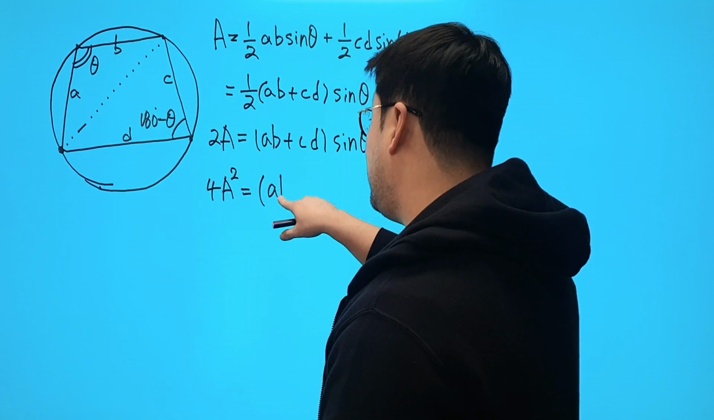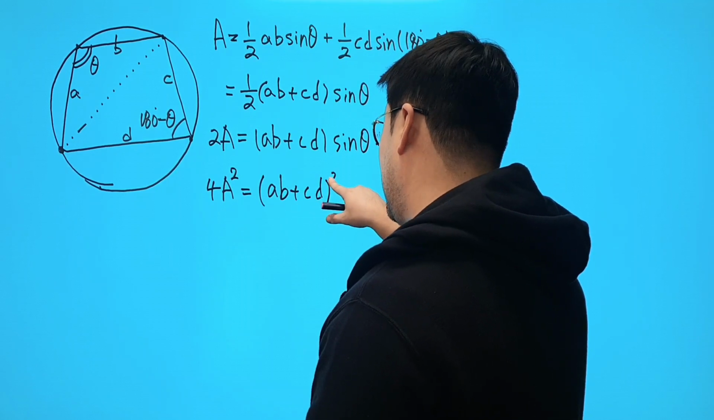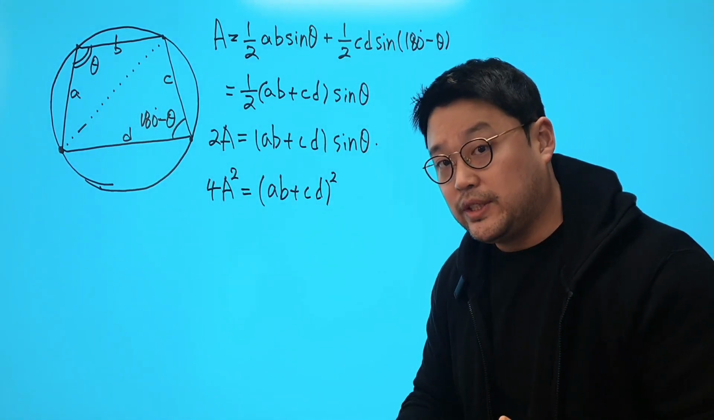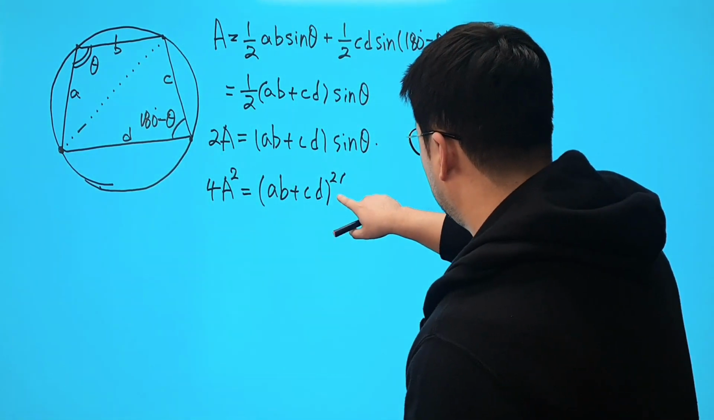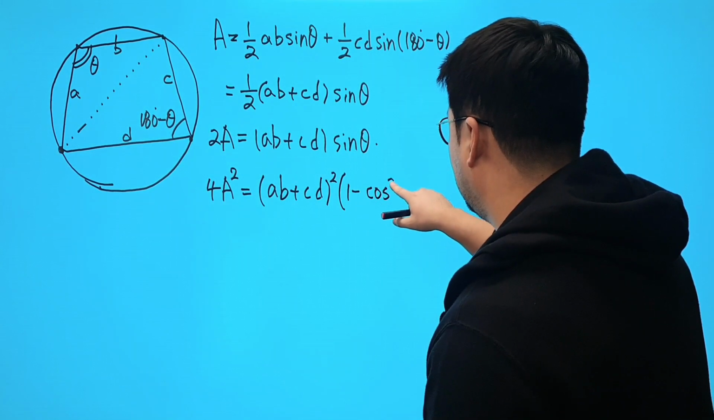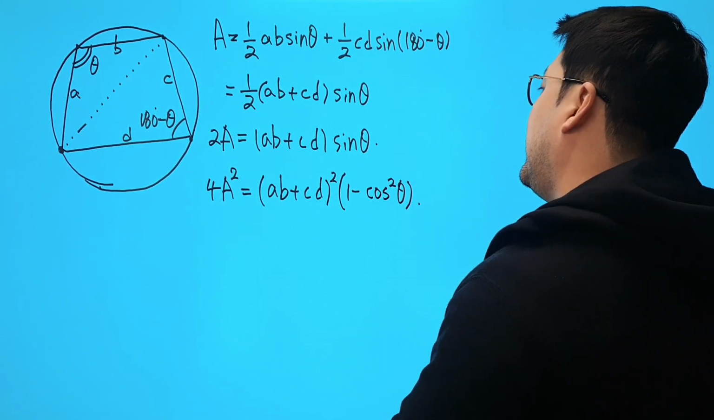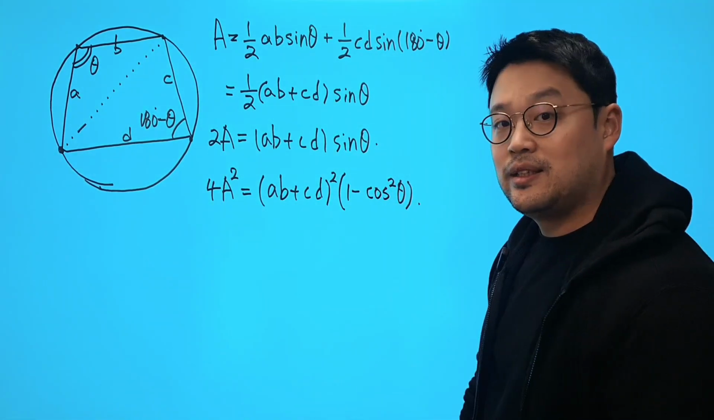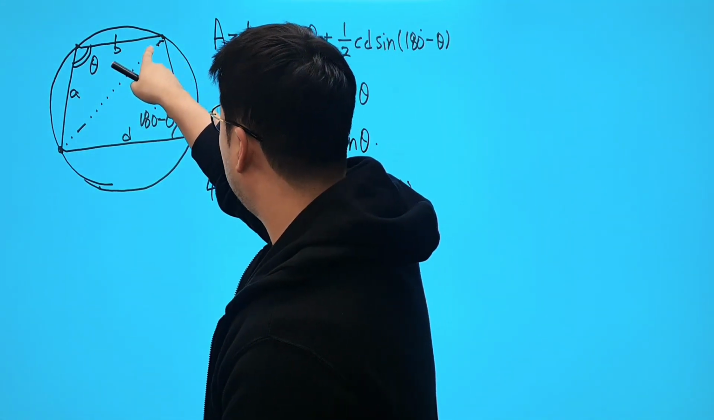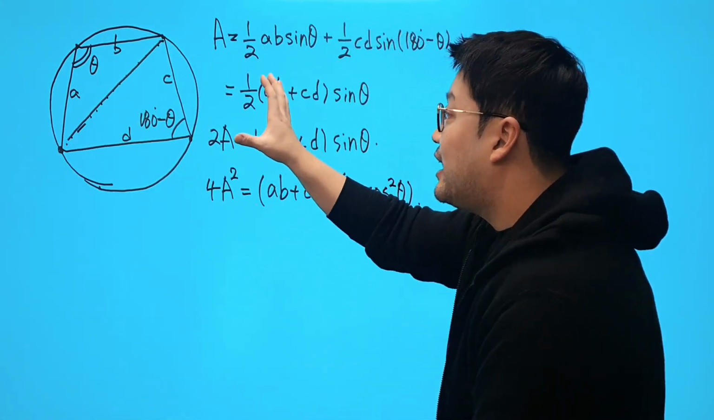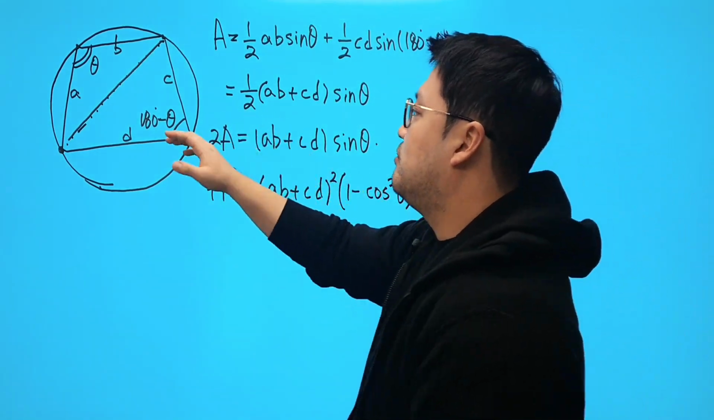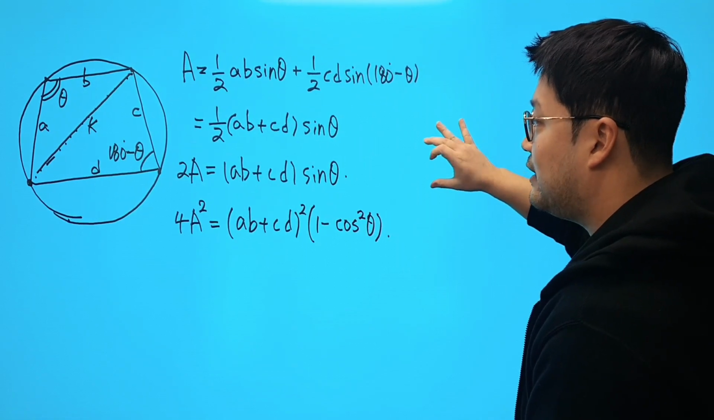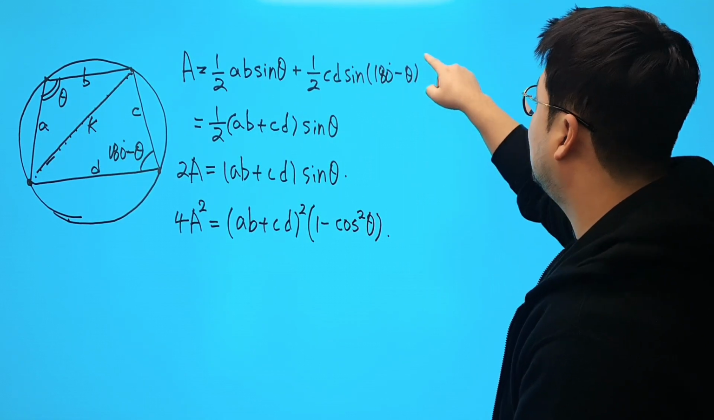And it is obvious that AB plus CD is going to be squared, and I can square the sine theta, but I can also switch it into 1 minus cosine squared. So I'm going to make it into 1 minus cosine squared, and part 1's done. Okay, I need to find out what cosine squared is, but I know how to write cosine theta. Why? Because I know for sure that this diagonal can be written as K. And the next part that we would like to write is, here's the next part.